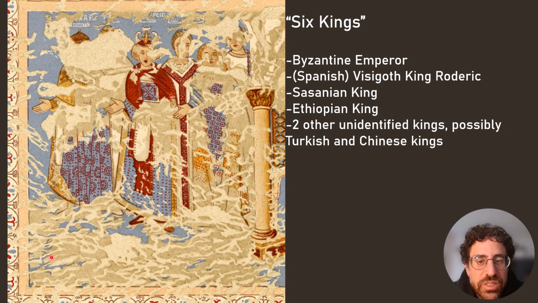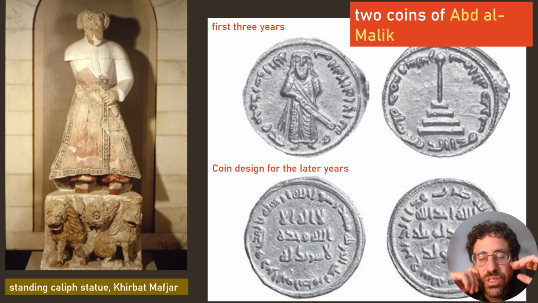One is the Byzantine emperor. One seems to be the Visigoth or Spanish emperor, King Roderick. And then there's the Sasanian king and the Ethiopian king, and then two other unidentified kings, Turkish and Chinese kings. And so what it shows is that these Umayyad kings, leaders, are already seeing themselves as the heads of empires and comparing themselves to other kings, and are creating courtly spaces and courtly forms of decoration, which are very different from the kind of Islamic spaces that are being developed.